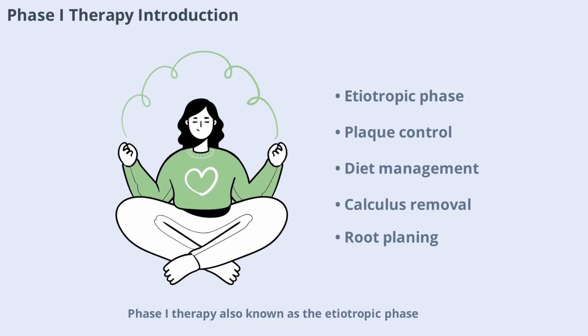Phase 1 therapy, also known as the etiotropic phase, focuses on eliminating the causes of periodontal disease. This phase includes plaque control, diet management, removal of calculus, root planing, and correction of irrational restorative and prosthetic factors. The goal is to create an environment conducive to healing and prevent further disease progression. By addressing etiological factors, clinicians lay the groundwork for successful periodontal treatment. Let's delve into the specific procedures involved in Phase 1 therapy.